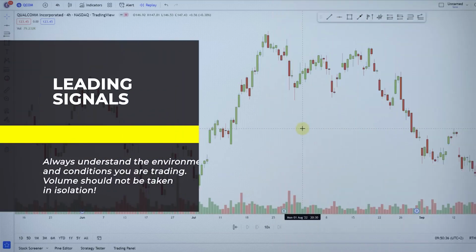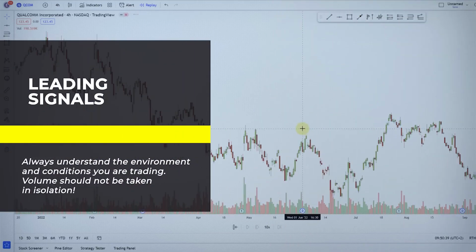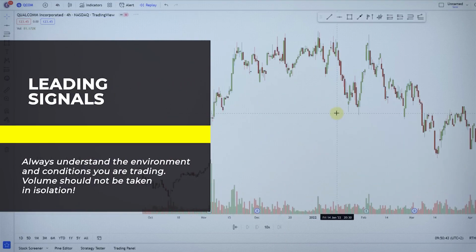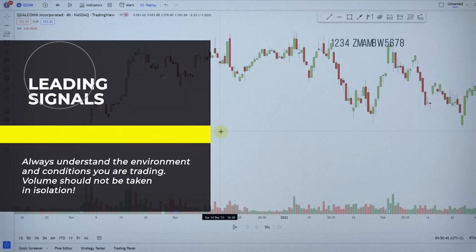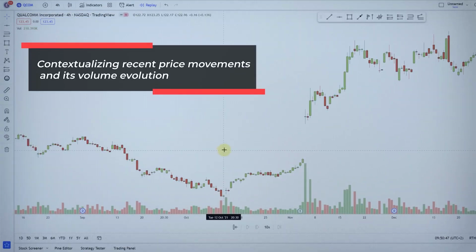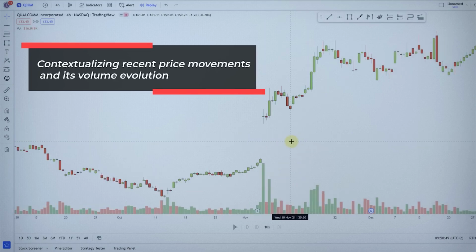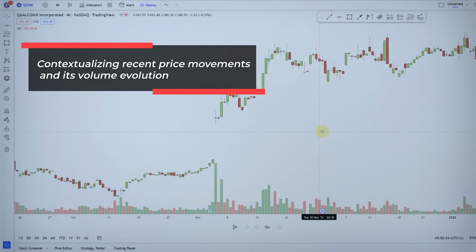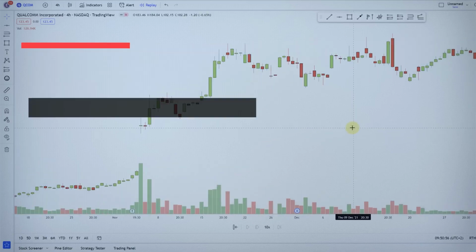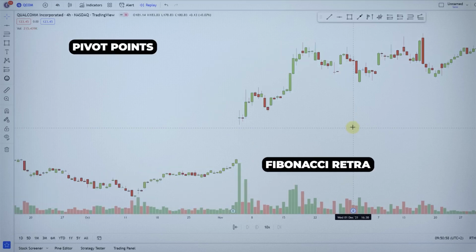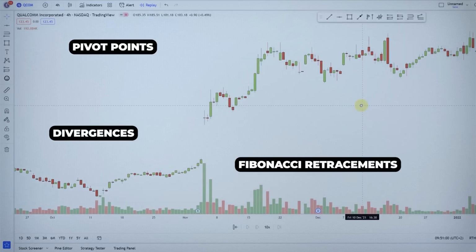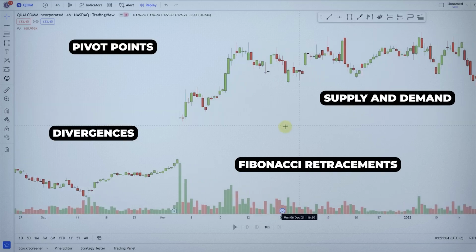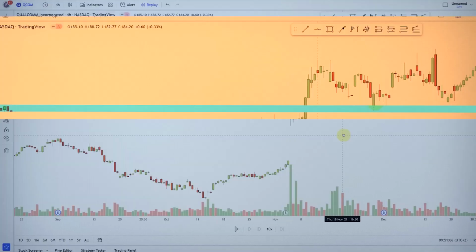And you must always understand the environment and the conditions you are trading. If volume is taken in isolation, it means very little. It's only when contextualizing recent price movements and its volume evolution that it starts to tell you the complete story, unfolding bar by bar. Pivot points, Fibonacci retracements, divergences, supply and demand are other leading tools you should definitely add into your arsenal.